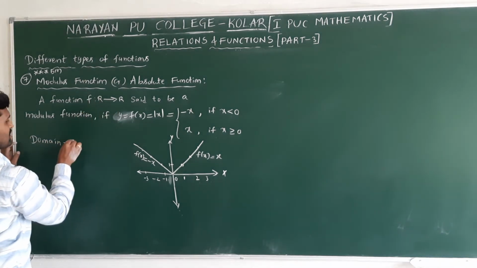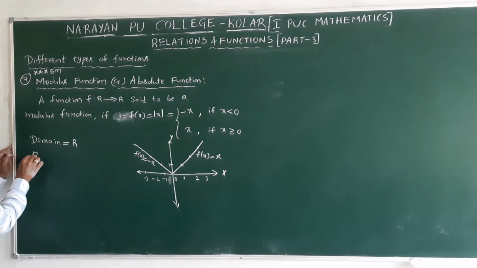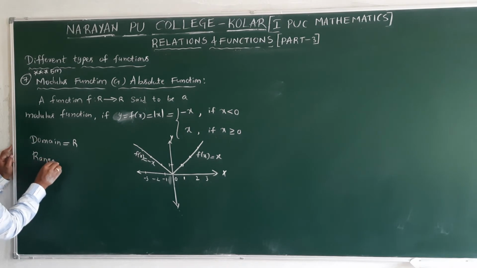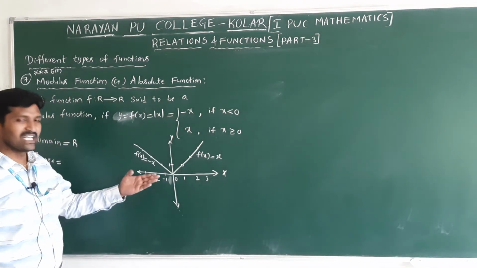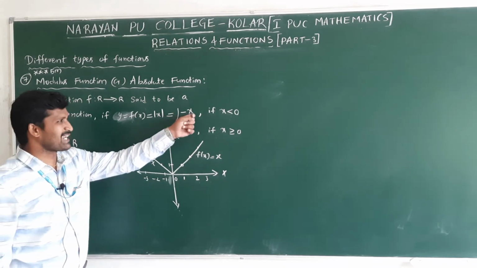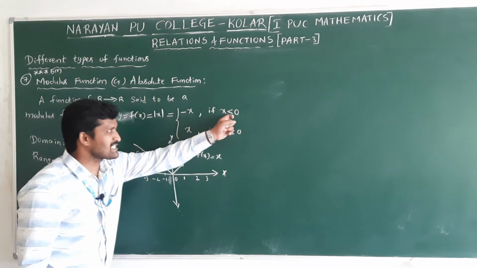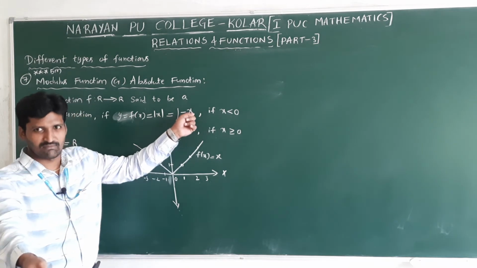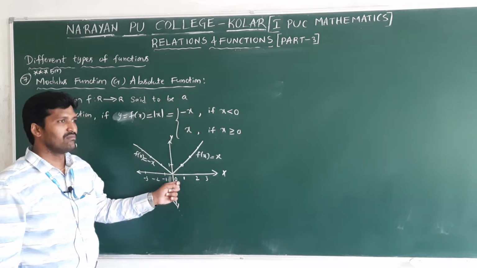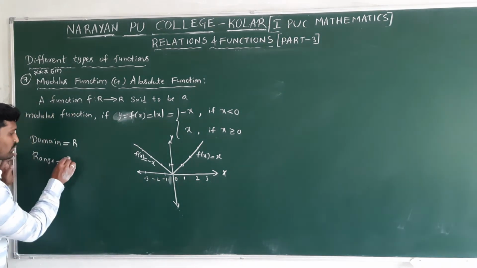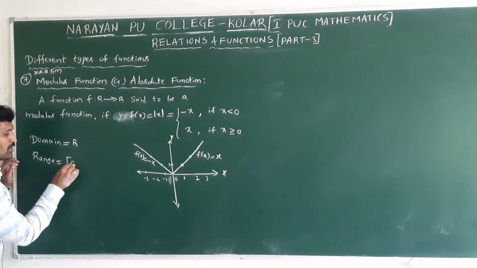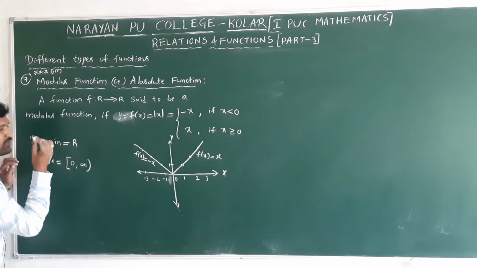Domain is what clearly? Set of real numbers. Range: I am not getting negative y value. I am always getting positive. Don't confuse here, minus x is there. Giving x as negative, negative of negative is positive. At 0 it is 0. That's why we are getting non-negative real numbers. That we can write like this: closed interval 0 up to infinity.